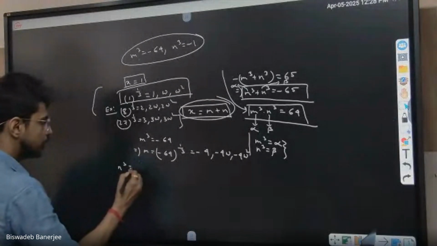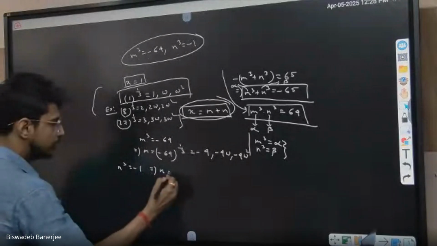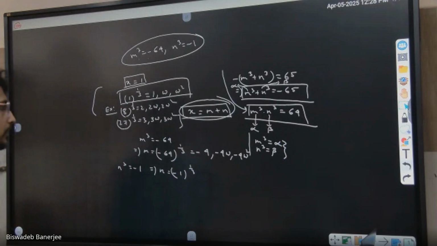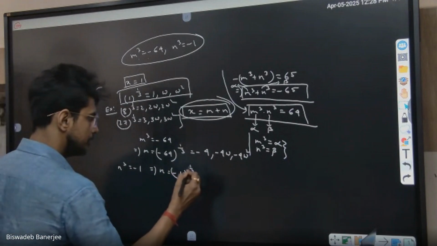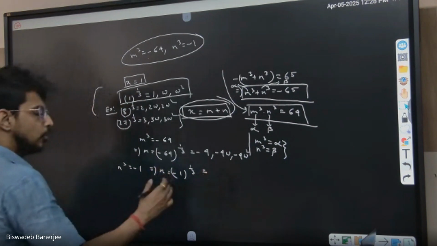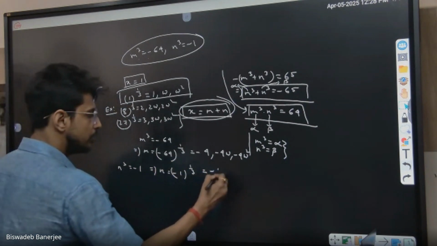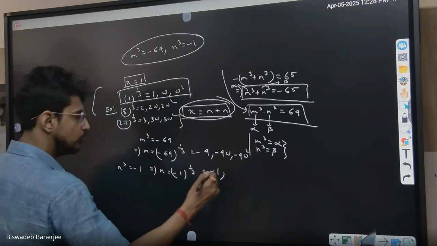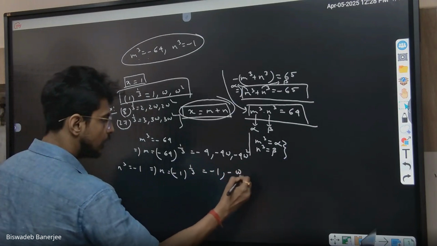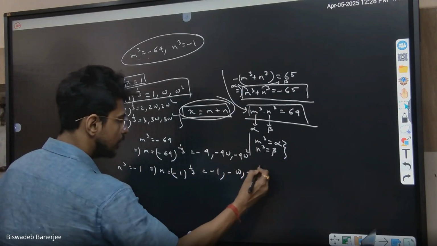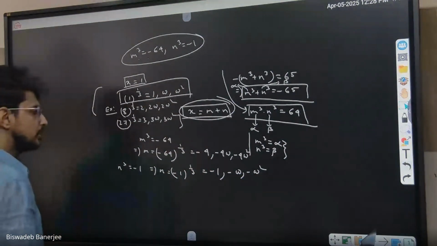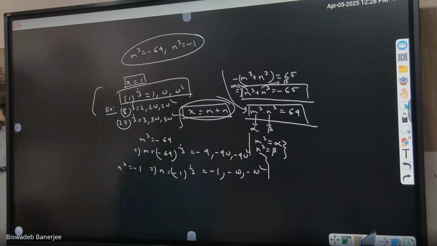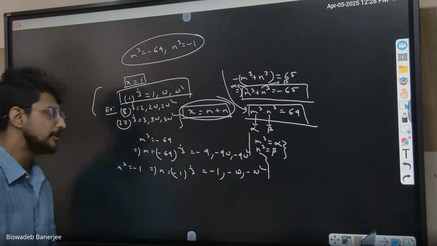Similarly, n cube is equal to minus 1. This means n is equal to minus 1 to the power 1/3. And what is the cube root of minus 1? It is minus 1. Then the cube roots of minus 1 will be minus 1, minus 1 into omega, minus 1 into omega square. See that these are my values of m and n. Now the last step and the major step.